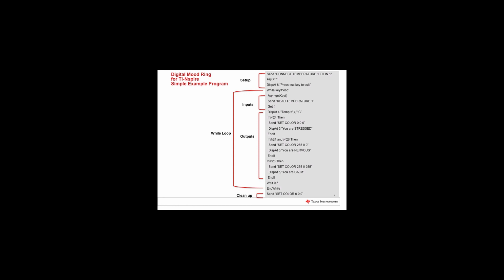The final part of the program that will run when the user presses the escape key and goes past the while loop is a section that cleans things up. In this case, we set the red, green, blue LED to off. Sometimes in a cleanup section, you will reset or delete variables.